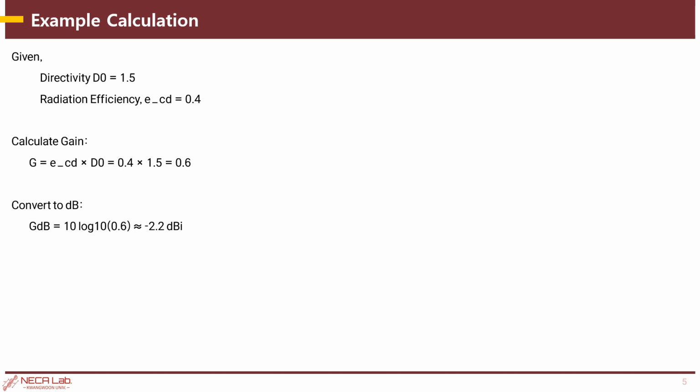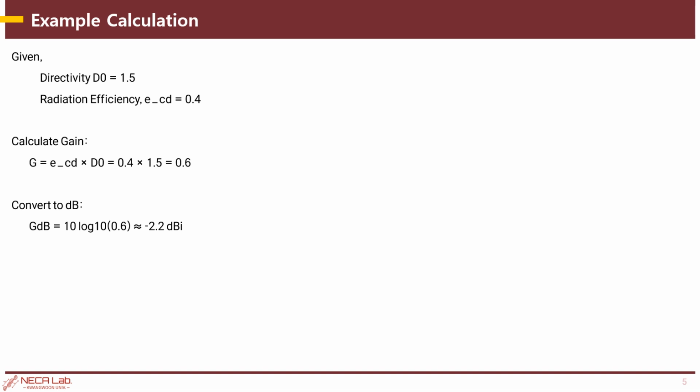Alright, let's wrap up with a quick example calculation of gain. First, let's look at what's given. The directivity D naught is given as 1.5. The radiation efficiency ECD is given as 0.4. Next, we calculate the gain. Here we use this formula G equals ECD into D naught. So the total is 0.6. Finally, let's convert this gain to decibels.